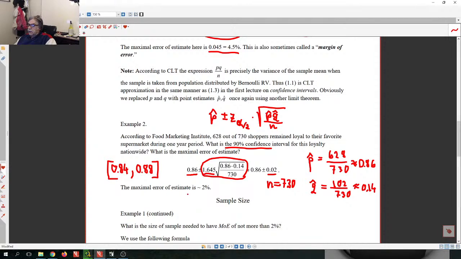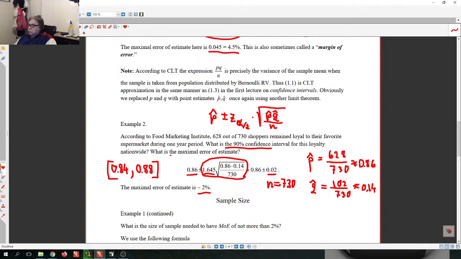The maximum error of the estimate is 2%. You can use either of the terms. How sure are we in this estimate? This is an extremely good estimate. The margin of error is only 2%. We are 90% confident that this is a good estimate.